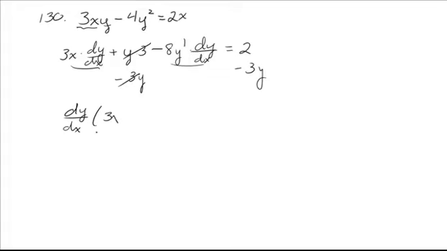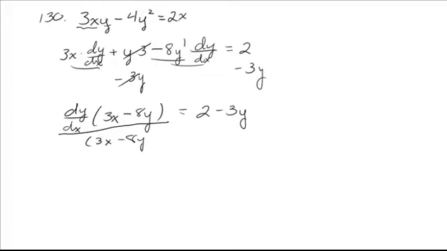If I do that, I get left with 3x from this term, and then from this term, minus 8y. We don't have to write the first power. And over on the right-hand side, we have 2 minus 3y. Our last step is to divide both sides by 3x minus 8y to get rid of it on the left-hand side.